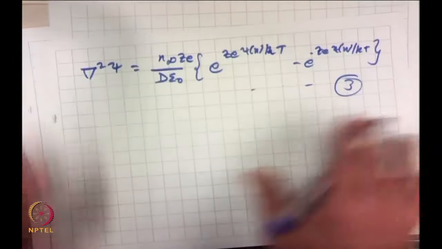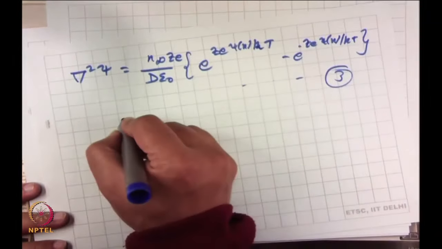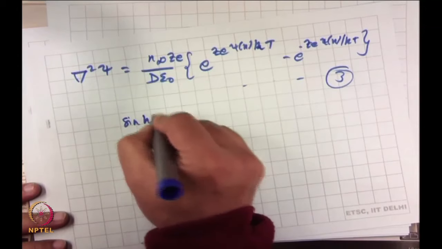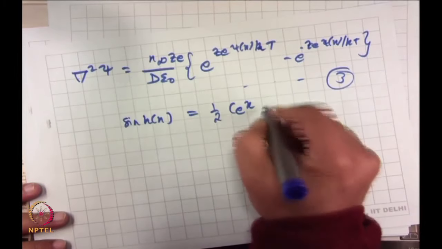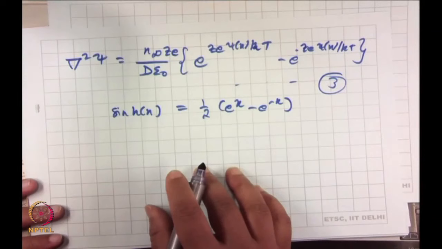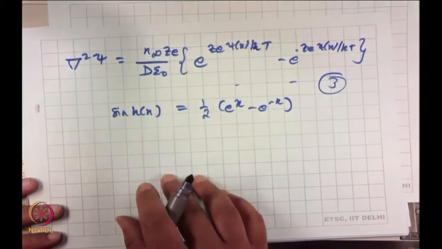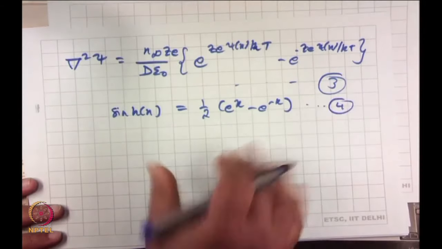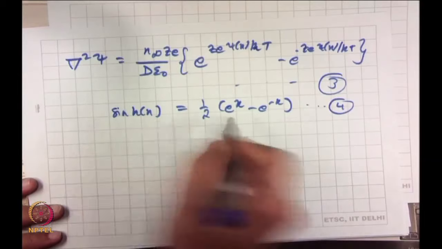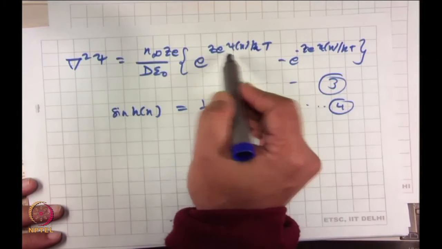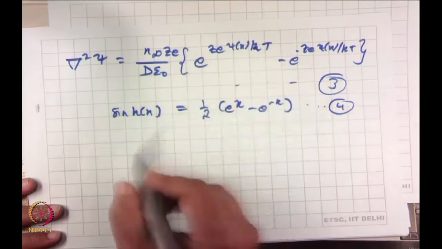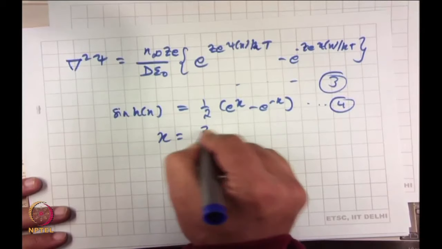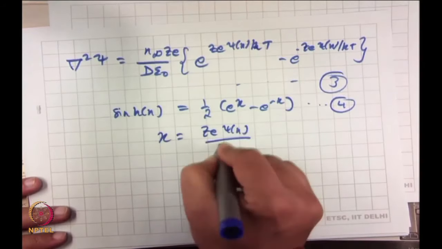Now, we will do a simplification. If you guys know, your sine hyperbolic x is given by half of e to the power x minus e to the power minus x. This is an expression for sine hyperbolic in terms of your exponential function. Okay. Let this be 4. See, if I have this, here x is your z e psi x over k t, that is your x. Okay. So, where x is equal to z e psi of x over k t.